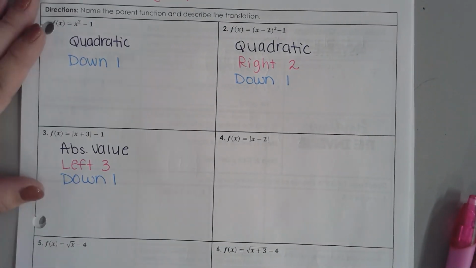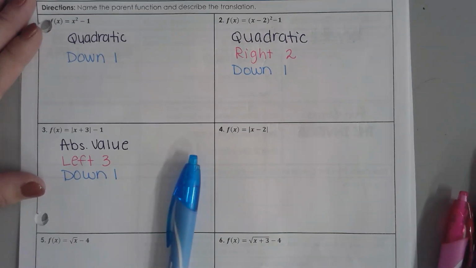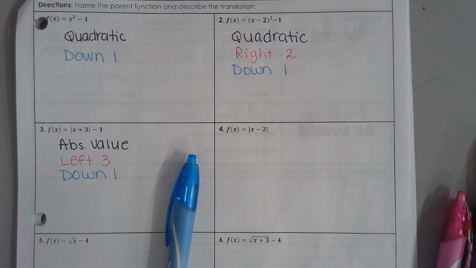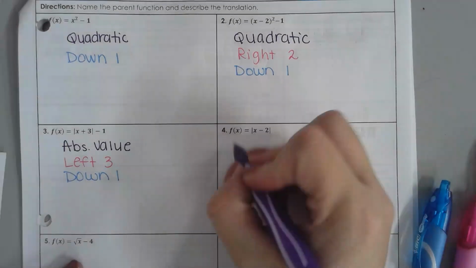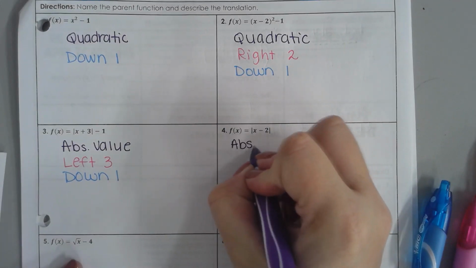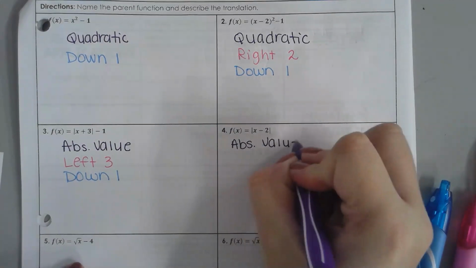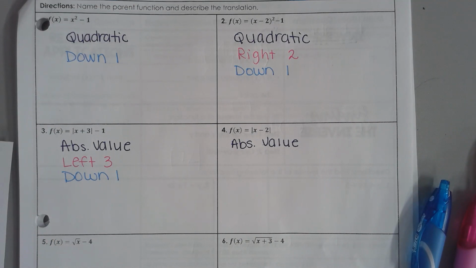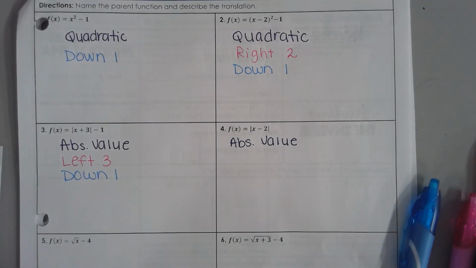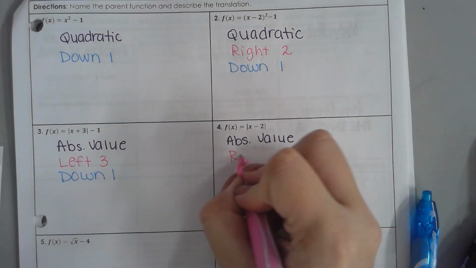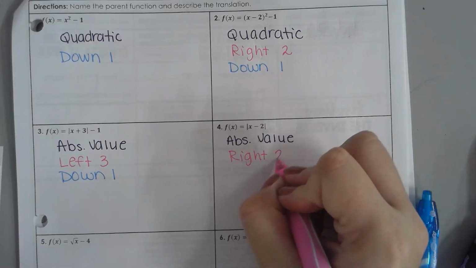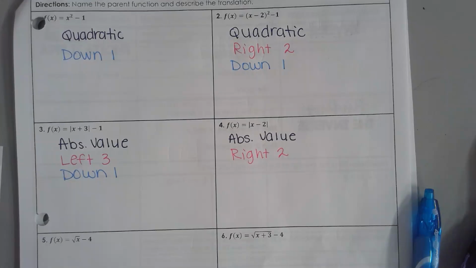I want you to do number 4, and then I'm going to call on somebody. What type of function is it, Patience? It's absolute value. If you see those vertical bars, it's absolute value. And Andrew, how does it move? Right 2. Does it go up or down any? Nope, because there's no numbers added or subtracted to the end.